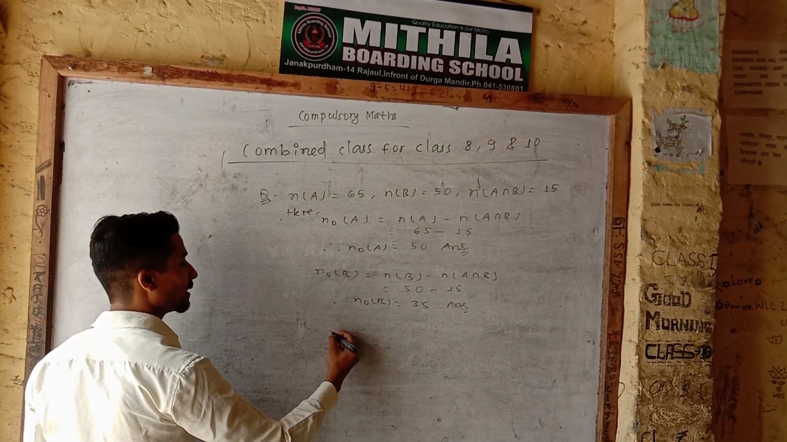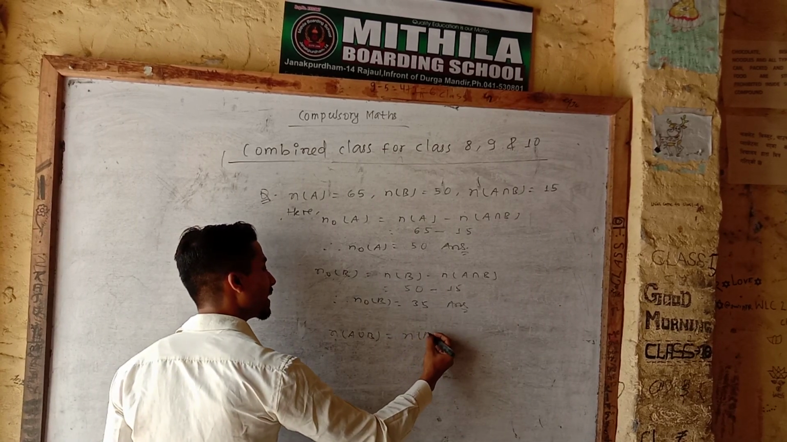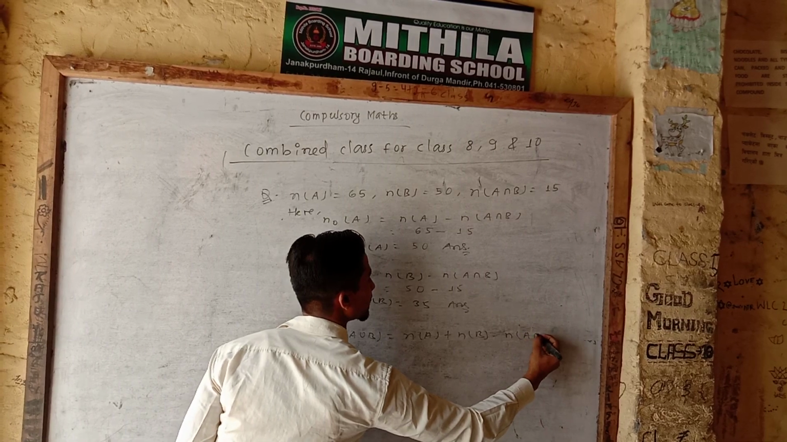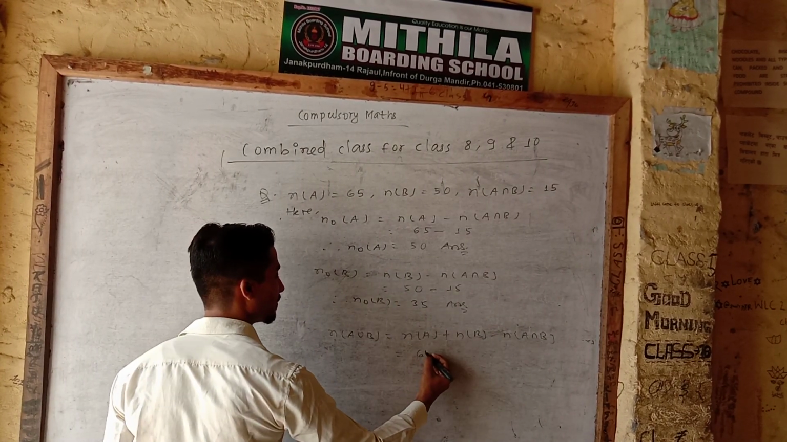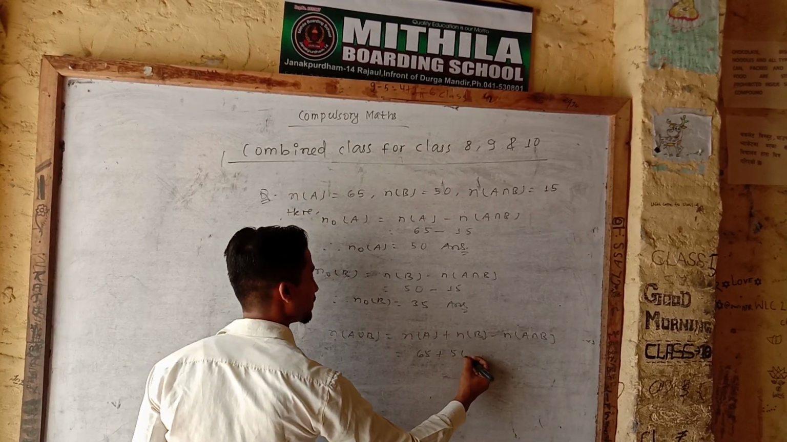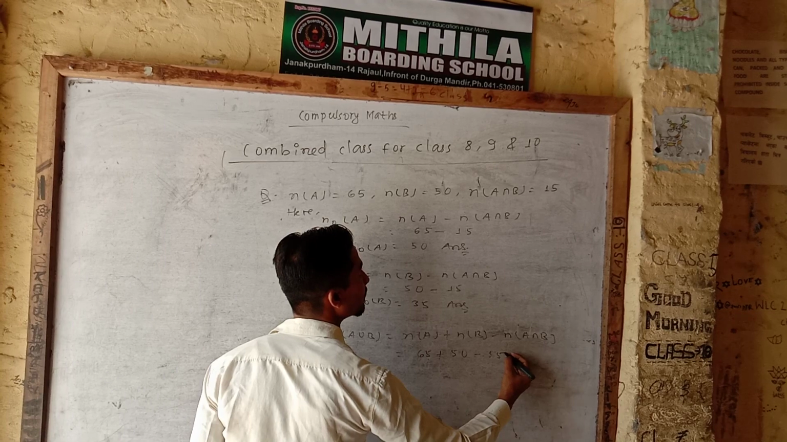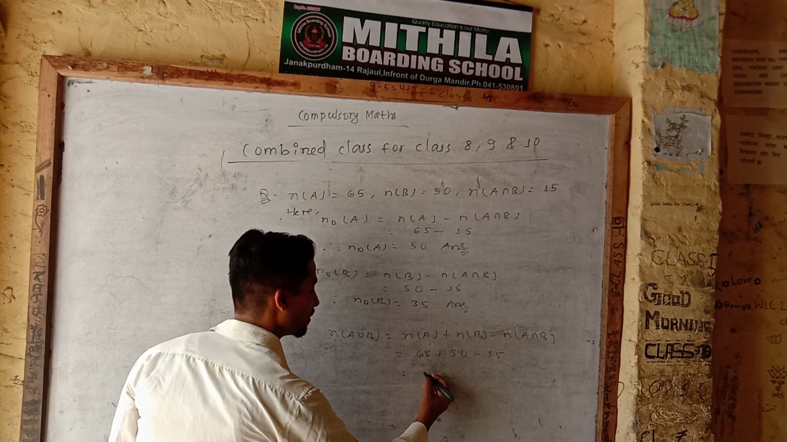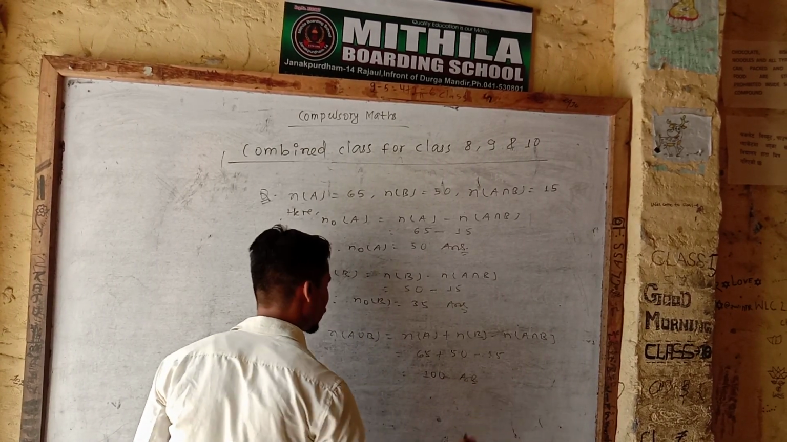If we have to find N(A union B), we have the formula N(A) plus N(B) minus N(A intersection B). So N(A) is 65, N(B) is 50, and the intersection is minus 15. So by adding all this, we will get 100. That will be our union.